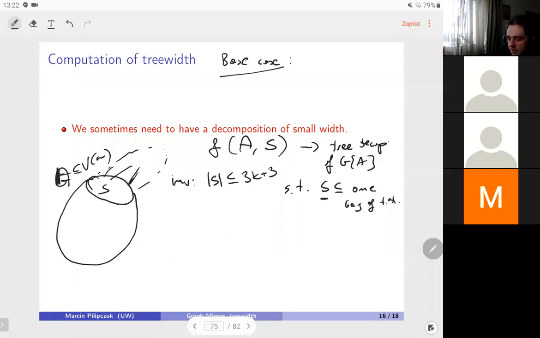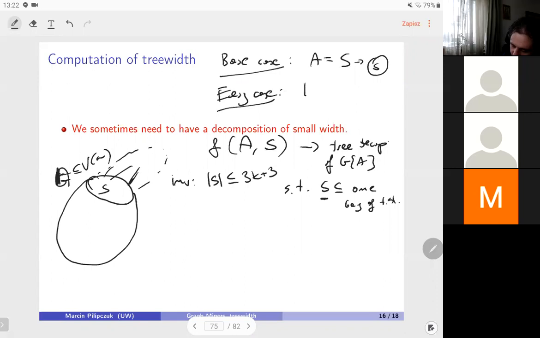In the base case, if A equals S, that means that S are the only vertices, then we just return the tree decomposition that contains only one bag, S. Okay, there's nothing to do. This is like a narrow tree decomposition. It's the base case, and there's an easy case.